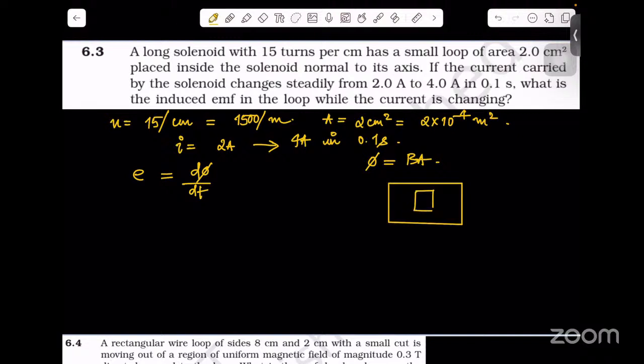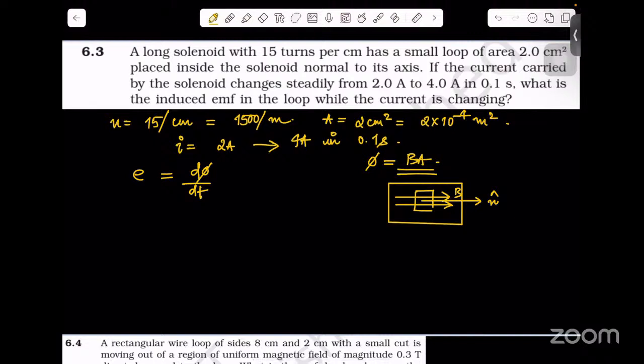Okay, now inside a solenoid, the magnetic field is straight lines, right? So if this is the magnetic field, okay, and the area element of the loop will be like this, okay, normal to the surface. So B dot A will just be BA, okay.